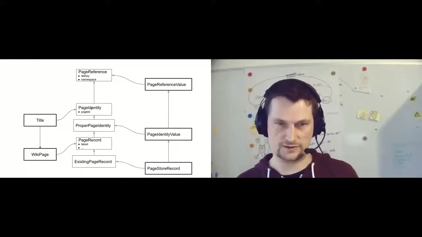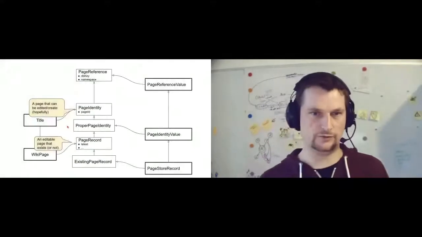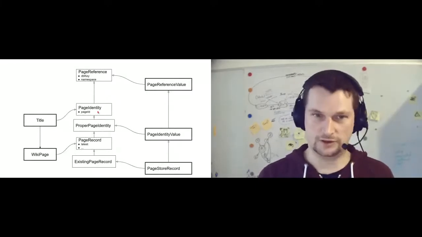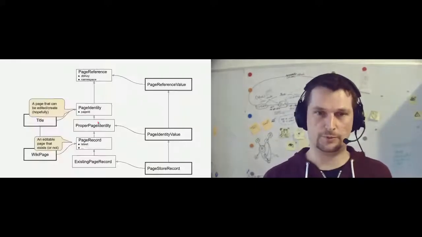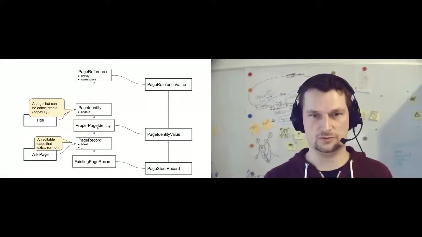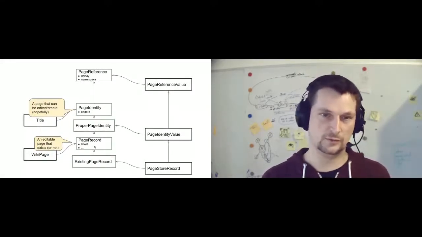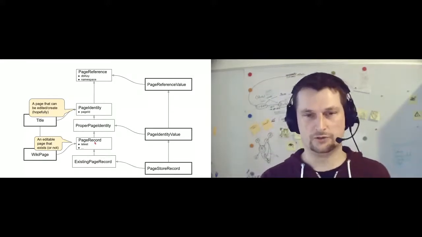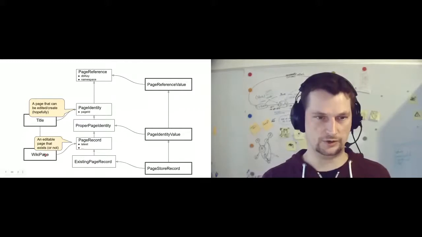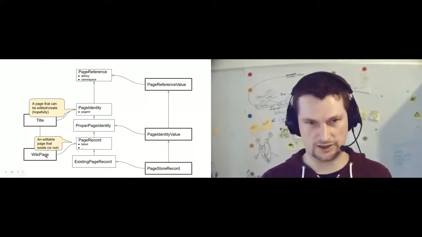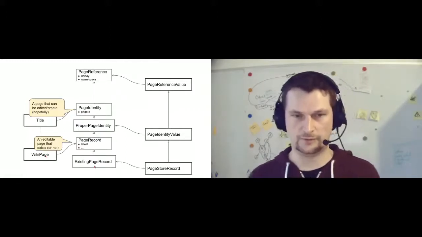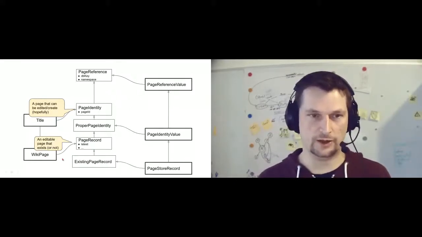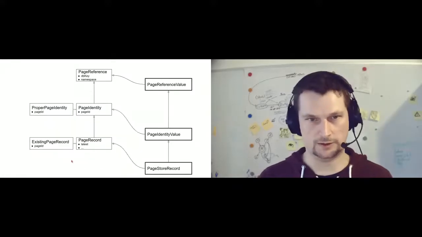So to work around this problem, we introduced additional interfaces that actually have the proper guarantee, right? So you have the page identity, which should have the guarantee but doesn't yet. And you have the proper page identity that actually guarantees this to be a usable page identity. Similarly, page record should only represent pages that actually already exist, but currently we can't guarantee that because we have to be compatible with the old wiki page class. So there's an existing page record. And once all code has been migrated away from relying on the old type hierarchy again.